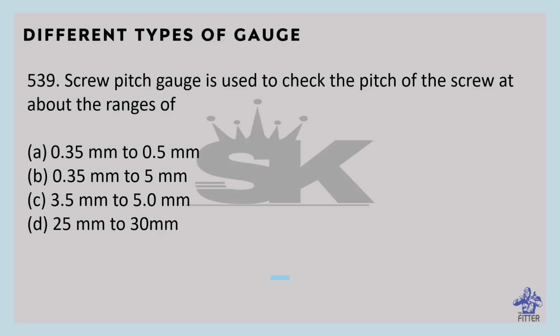A screw pitch gauge is used to check the pitch of the screw in the range of 0.35 mm to 5 mm. It is used to check the pitch, profile, and diameter of the thread.